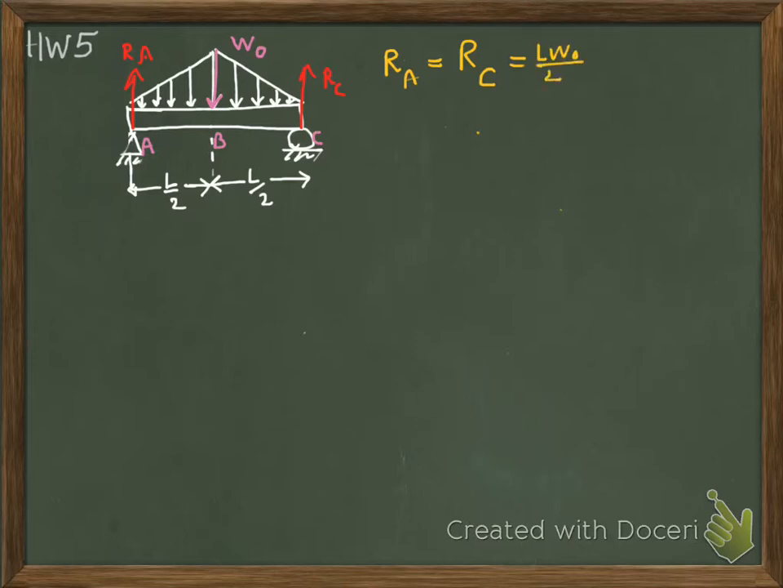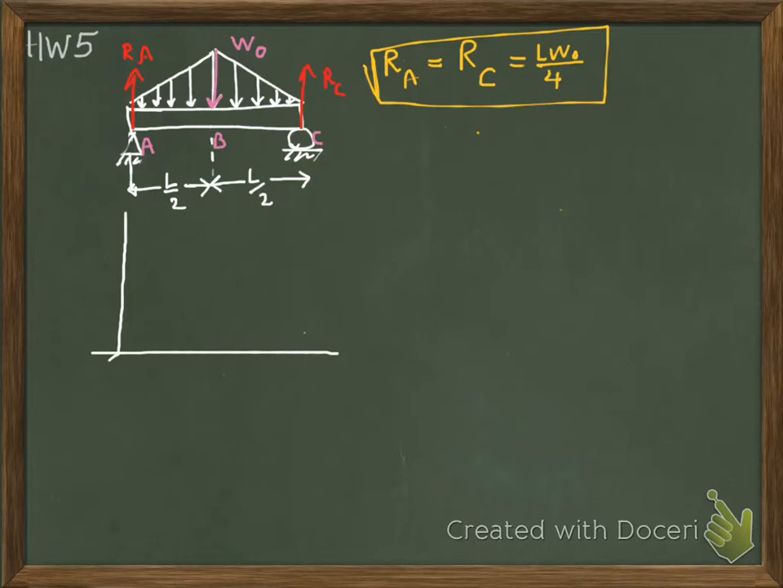L W naught over 4. Okay, put that in the triangle. We got that. Sometimes in some questions you are actually given the amount, so you don't have to find it, but here we do need that. After this, the next step is, how do we plot it? Let's make the graphing environment ready.